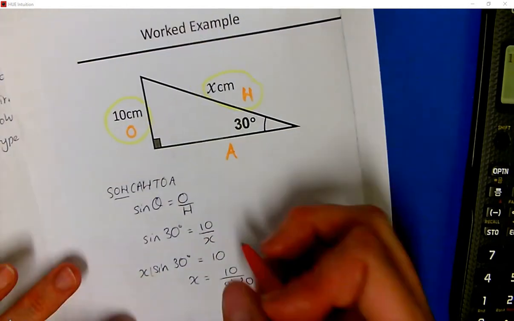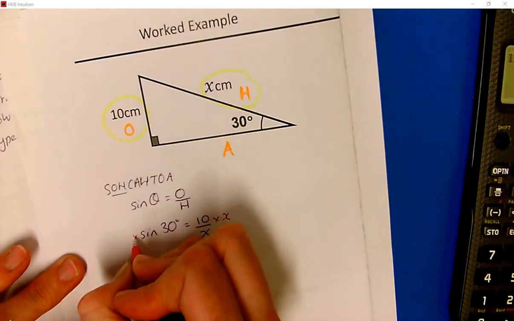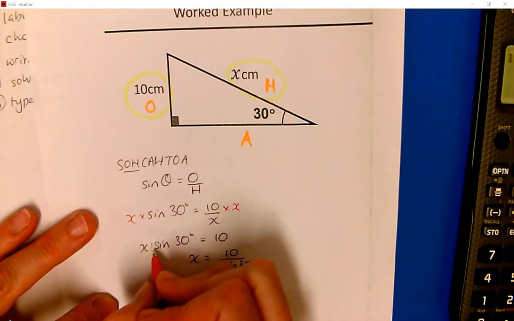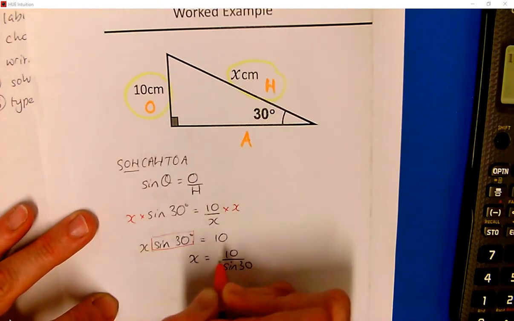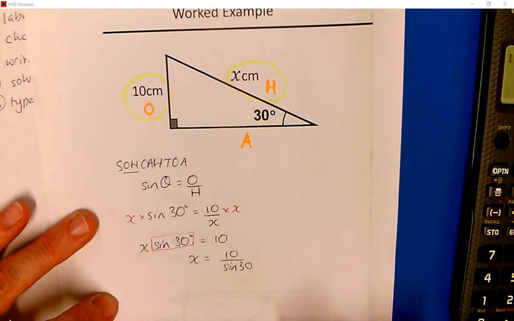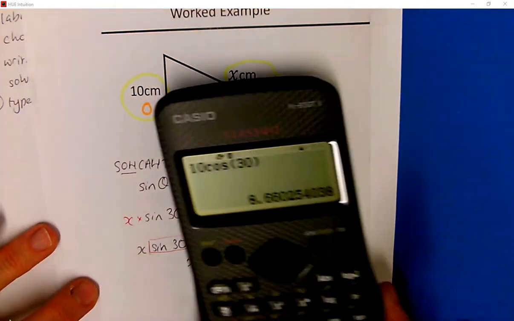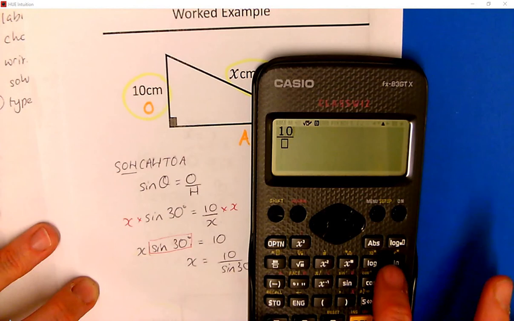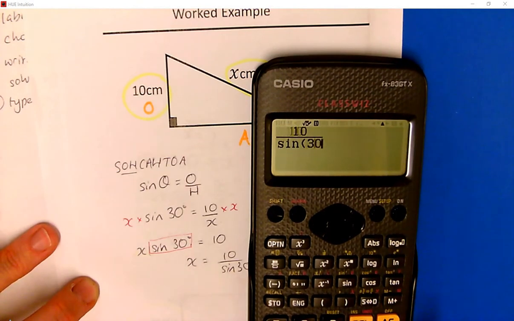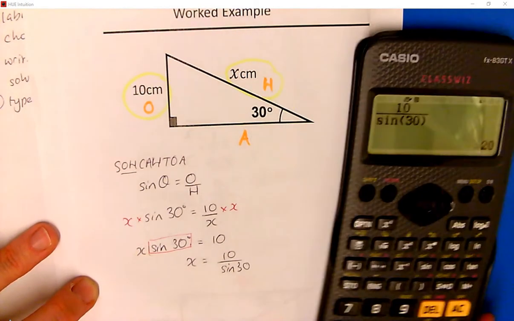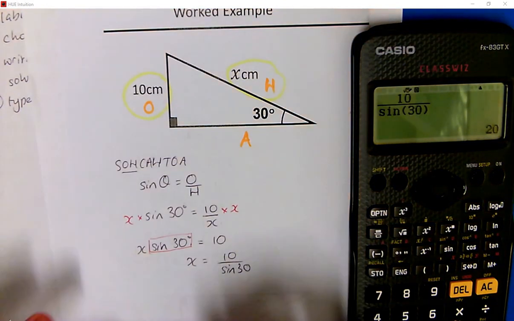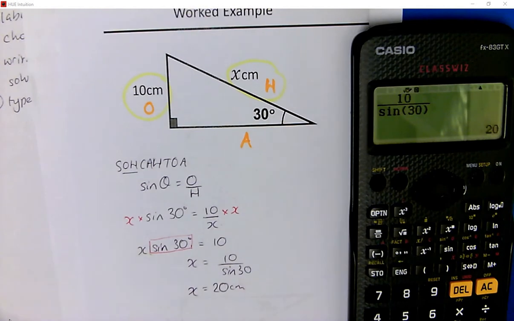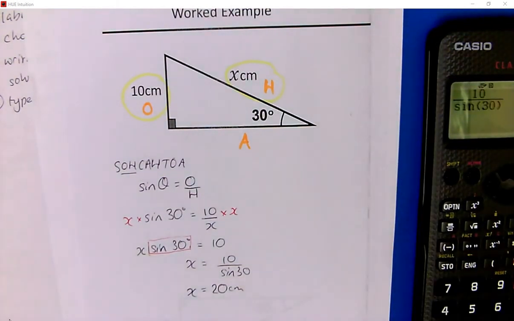Okay, so first we multiply both sides by x, so those x's cancel, alright, and then we divide by sine 30 on both sides. Okay, and then we get the calculator, and we go 10 over sine 30. We get 20. That's a nice answer. Okay, right, last question.